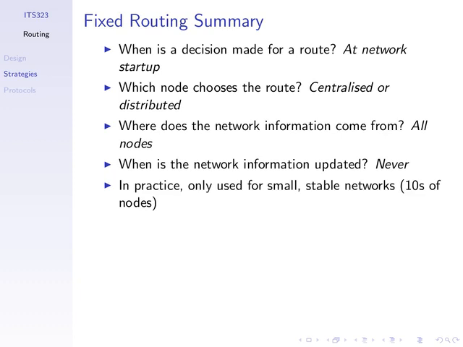The network information comes from all nodes. That is, information about all links is known to calculate the least cost routes. There's never an update of the network information. We do it once and that's enough. In practice, it's only useful for very small and stable networks, networks that don't change so much.